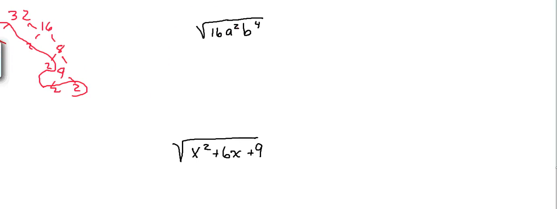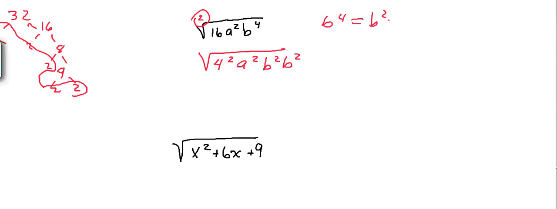Here I have the square root of 16a squared b to the fourth. My index is not written, so I know that it's 2. So I want to break this down into 4 squared, a squared, and then b squared, because b to the fourth equals b squared times b squared, correct? So I can take out all of my squares, and I get 4a, and then I have a pair of b squares, right? So I have b squared squared that I'm going to take out, so I'm going to take out a b squared.